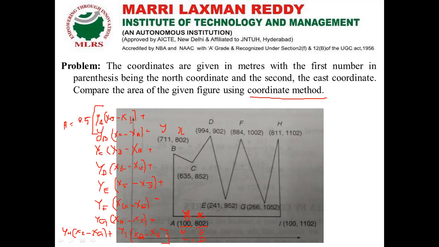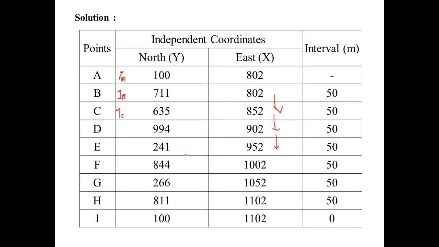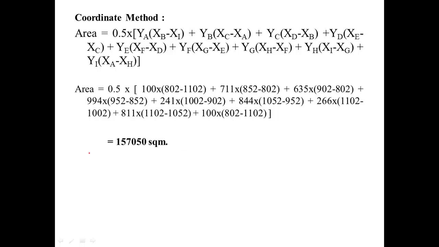When substituting the coordinates of x and y corresponding to their points, now we will get the answer. So we are getting the total area of 1,57,050 meters square. This is the answer.